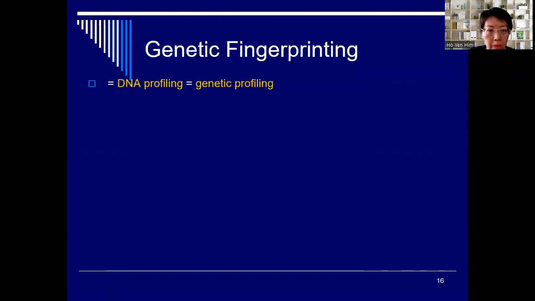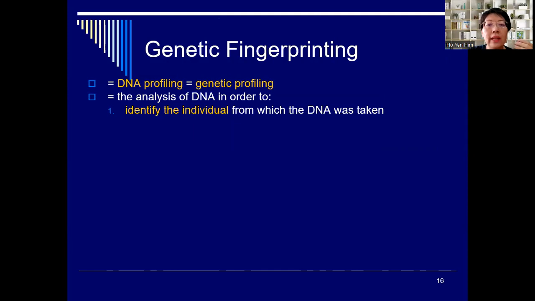So genetic fingerprinting is also called DNA profiling. That means finding out the DNA of a person, or genetic profiling. It is an analysis of an individual's DNA in order to identify the individual from which the DNA was taken. So we have a sample of DNA and we want to know which person this DNA comes from. We can use genetic fingerprinting to find out.